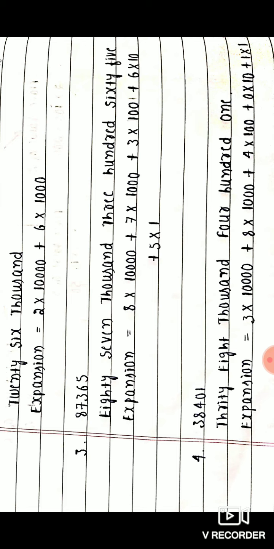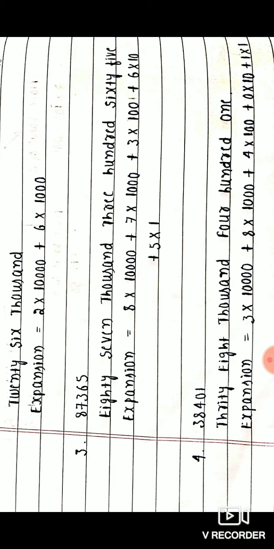Next, 38,401. So you have to expand the given number by using place value. First you have to write it in the form of words, that is 38,401. Then you have to expand by using the place value chart.